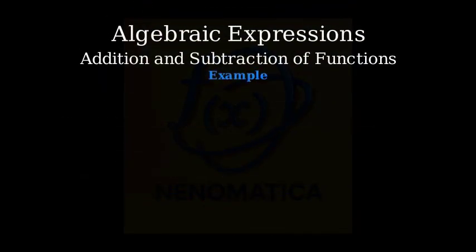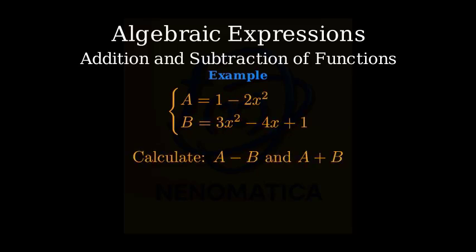Let's start with an example. We have two functions, a and b. A equals 1 minus 2x squared, and b equals 3x squared minus 4x plus 1. We need to calculate a minus b and a plus b.